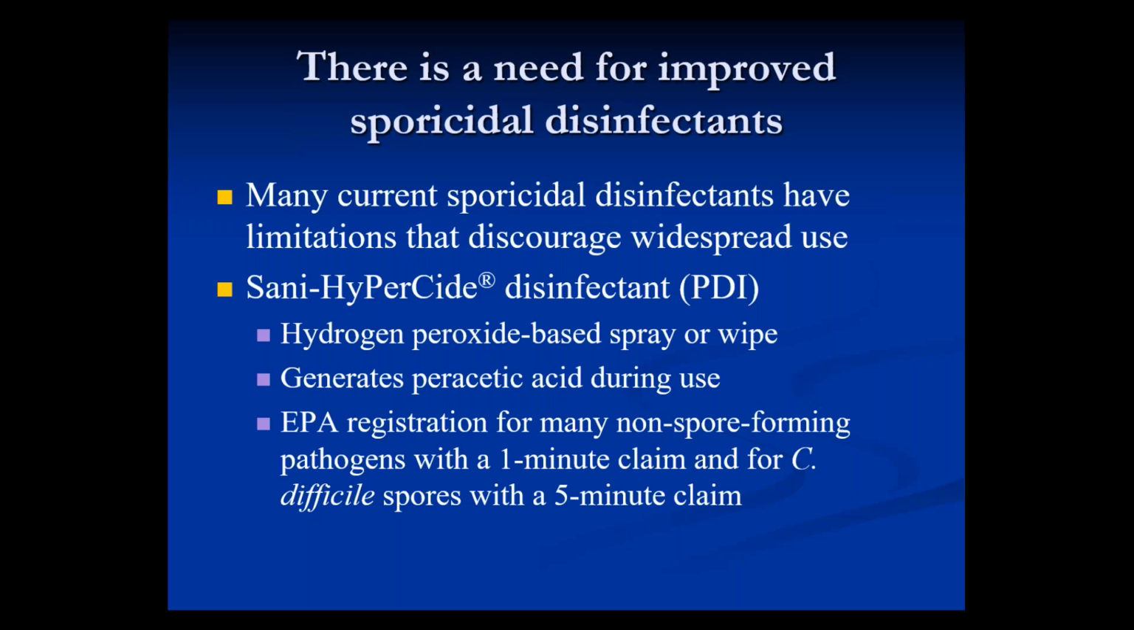Hypercide disinfectant from PDI is a new hydrogen peroxide-based spray or wipe disinfectant. It generates low levels of peracetic acid, which kills spores while it's being used. And it's EPA registered for many non-sporicidal pathogens with a 1-minute claim, and for C. difficile spores with a 5-minute claim.